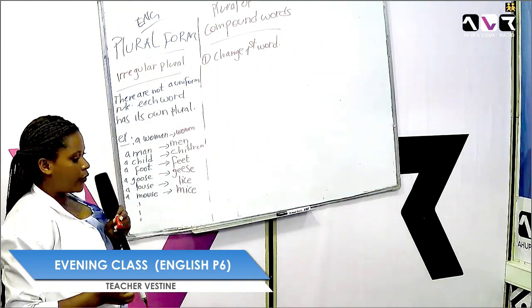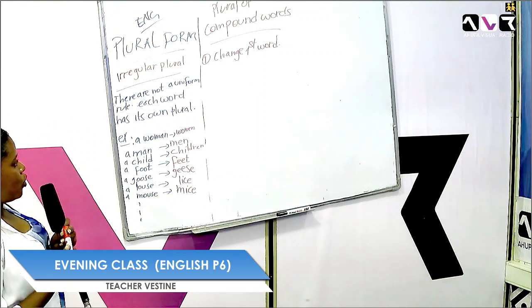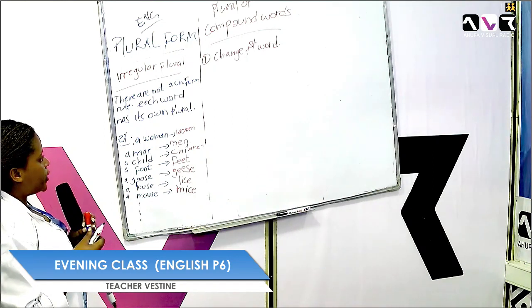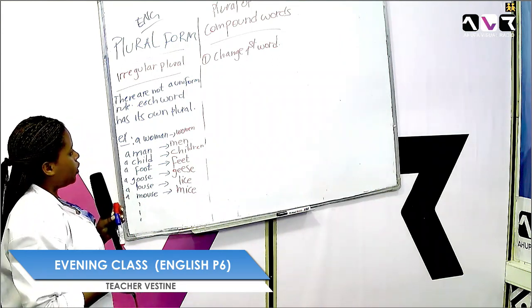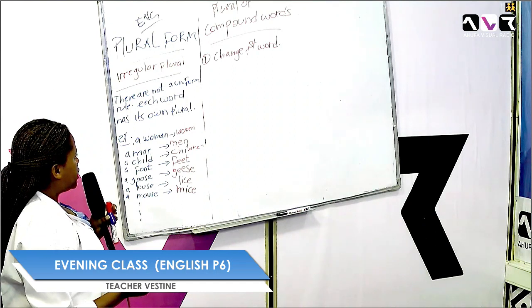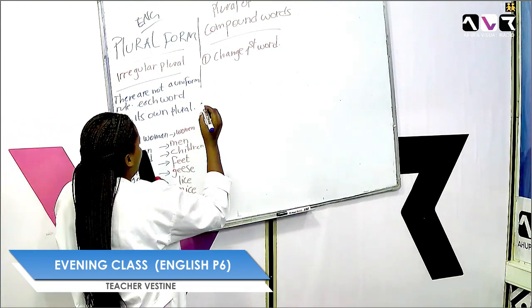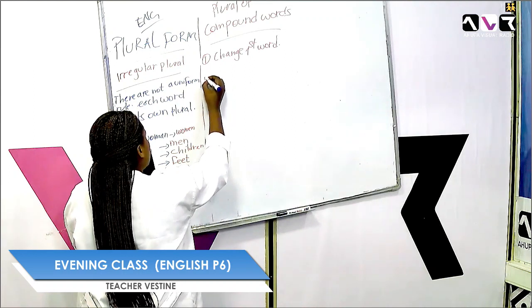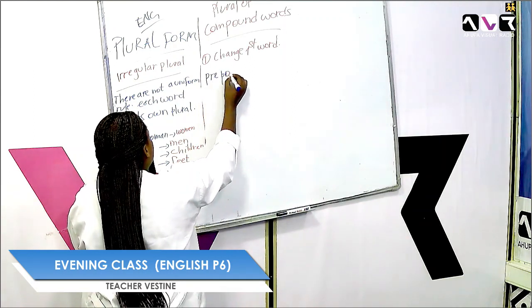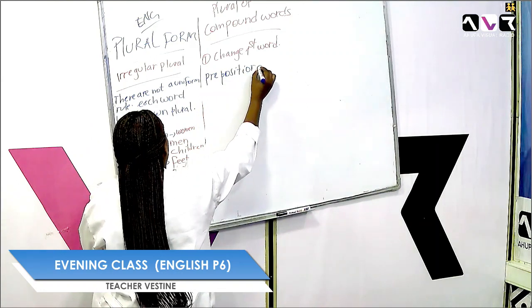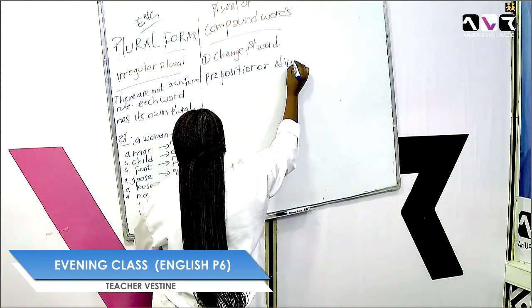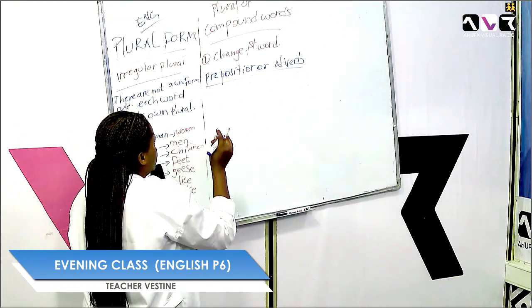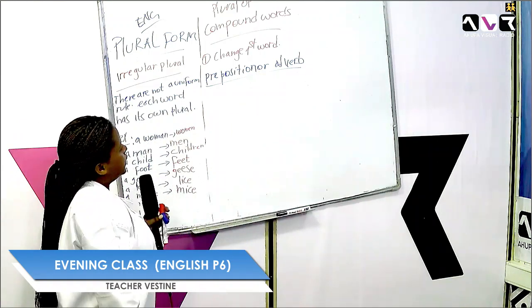You can ask yourself, how can you know that the plural form must be in the first word? You know it by rules. We have studied that the compound word is made of more than one word. When the compound word is made and inside it there is a preposition or an adverb, in a compound noun, you know that you will change the first word only.